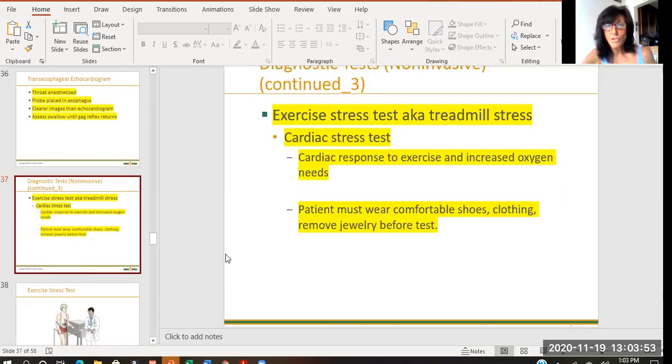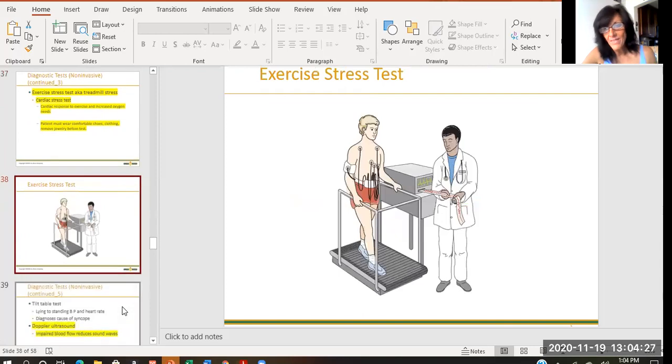We have an exercise stress test. It's called a treadmill stress test, cardiac stress test, all means the same thing. Put on some sneakers, comfortable shoes, take off your jewelry. I'm gonna put an EKG on you, a blood pressure cuff, and a pulse oximeter. You're gonna get on a treadmill, and I'm going to look at your EKG and your vital signs before you start to move, as you start to walk, as you start to jog, and then when you run. Because when the heart is stressed, in other words, it's beating faster to keep up with activity or exercise, sometimes it does freaky things. That's what we're looking for. And that's kind of what it looks like, an exercise stress test.